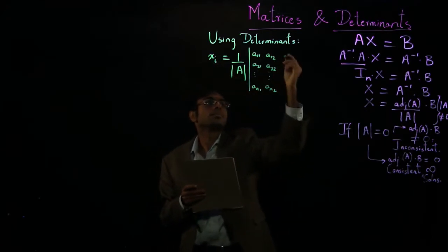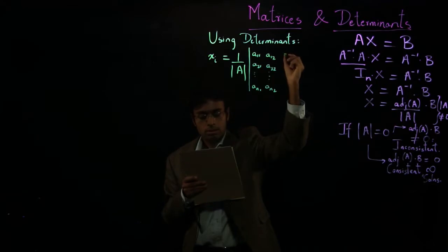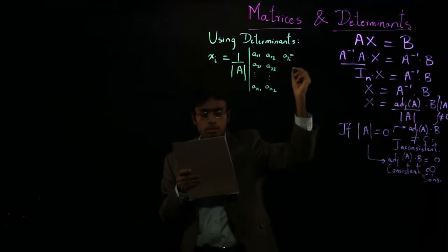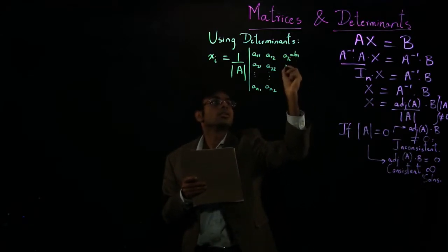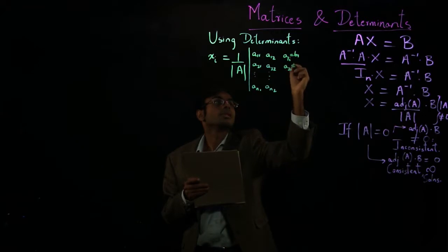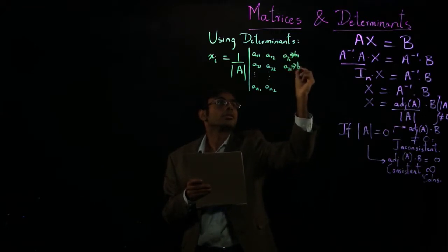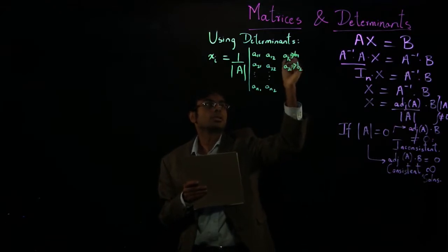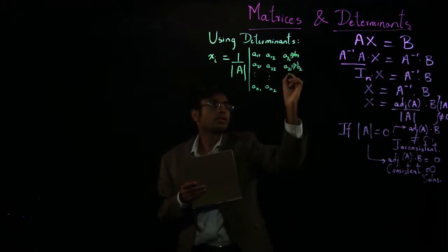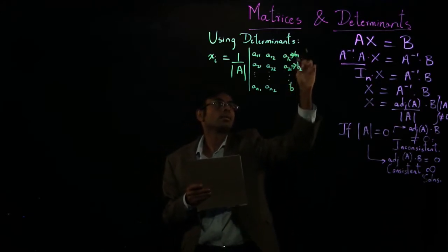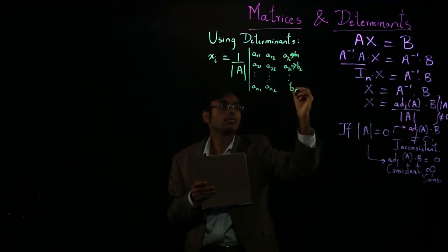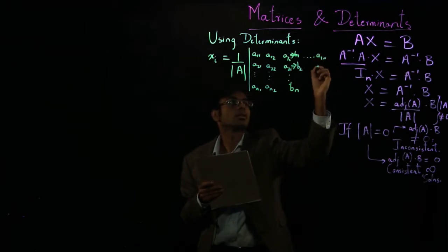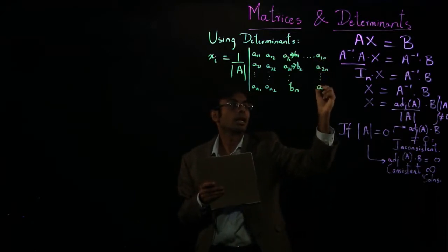Find the ith column of the determinant. So A1i, replace it by B1. A2i, replace it by B2. Yeah, so this is a substitution operation. You don't keep the original terms A1i, A2i, and so on. Keep replacing this by the elements of the right hand side, Bn, and then the rest of the determinant stays the same all the way up to A1n, A2n, Ann.